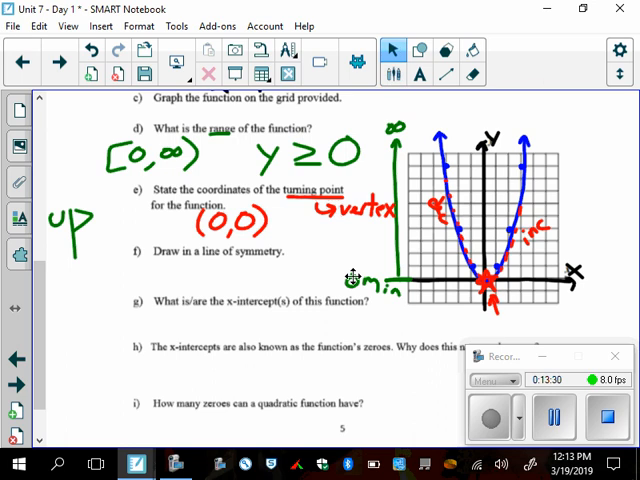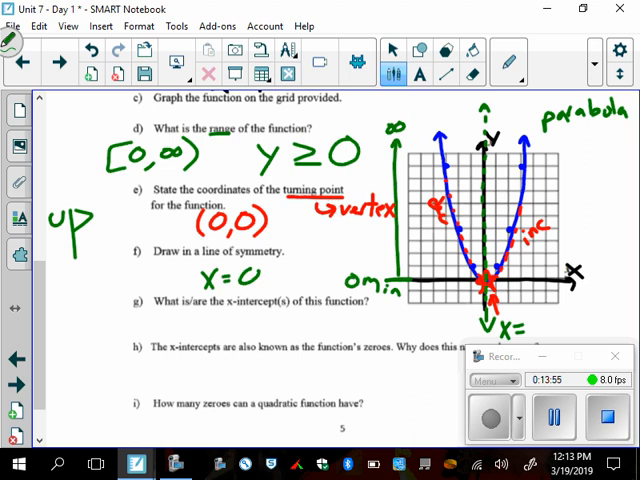I talked about the line of symmetry the last time. The line of symmetry cuts straight down the middle of this. And just so we know, this is called a parabola. The line of symmetry always goes through the turning point. And in this case, it's a vertical line, so it gets x equals, and it's always the x coordinate of the turning point.